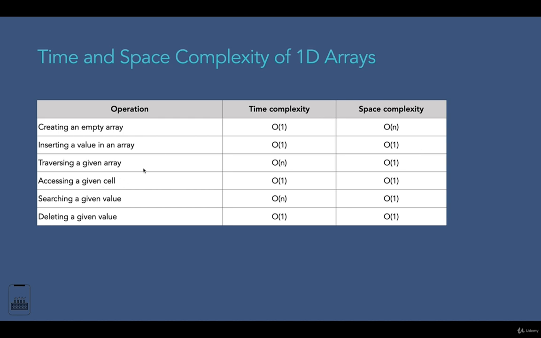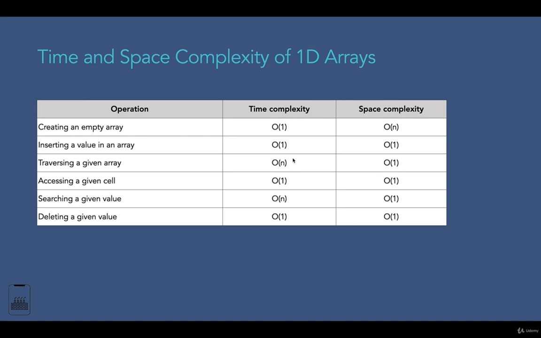The next operation is traversing a given array. Traversing means that we are visiting each and every cell of the array one by one. So if the number of cells in the array is n, the time complexity will be O(n), because we have to visit all elements one by one. When we are visiting it, extra memory is not required because we are not doing any memory related operation, we are just accessing the elements of the array n times, so the space complexity will be O(1).